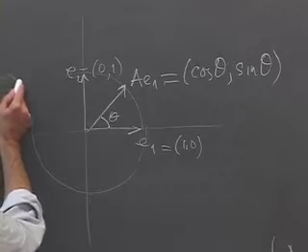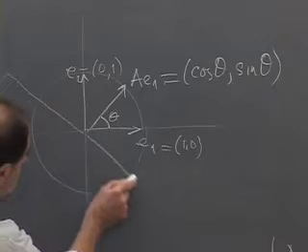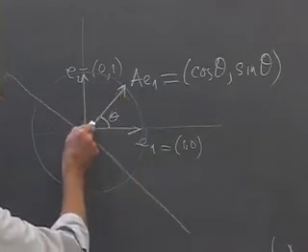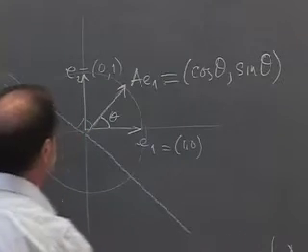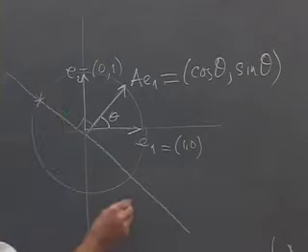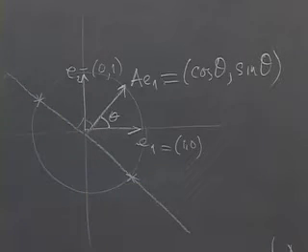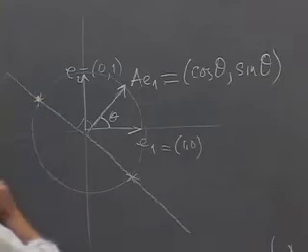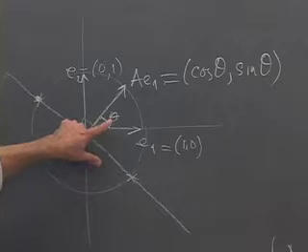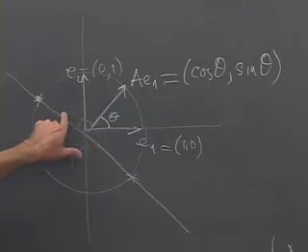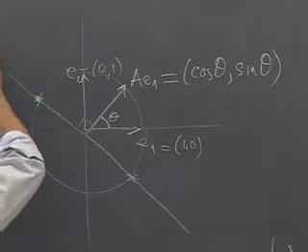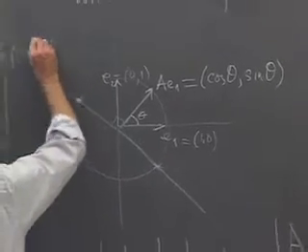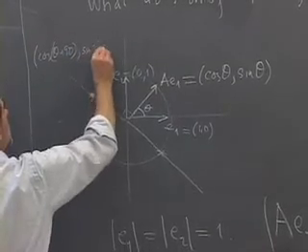But A of E2 has to be orthogonal to A of E1. And there's a unique line that runs orthogonal to this vector. Right? And A of E2 has to also have length 1. So there are only two possibilities for it. It could be this vector, or it could be that vector. Now this vector happens to be, in coordinates when you work it out, (cosine of theta plus 90 degrees, sine of theta plus 90 degrees).